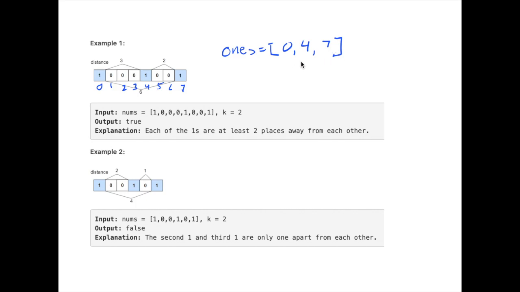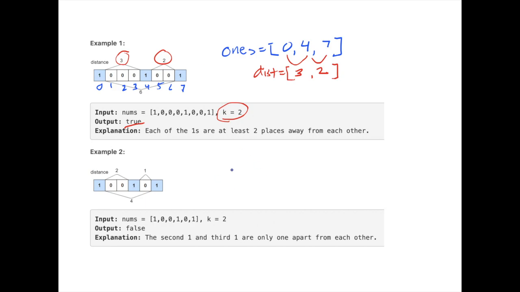Now that we have the indices, in order to get the space between each of the ones, we take the difference of the index and also subtract 1. So 4 minus 0 is 4, minus 1 is 3. 7 minus 4 is 3, minus 1 is 2. So here we get the distance of 3 and the distance of 2. The last thing we have to do is to make sure that all of the values in this distance array are at least greater than or equal to k equal to 2. So 3 and 2 are both greater than or equal to 2, and that's why the output is true.